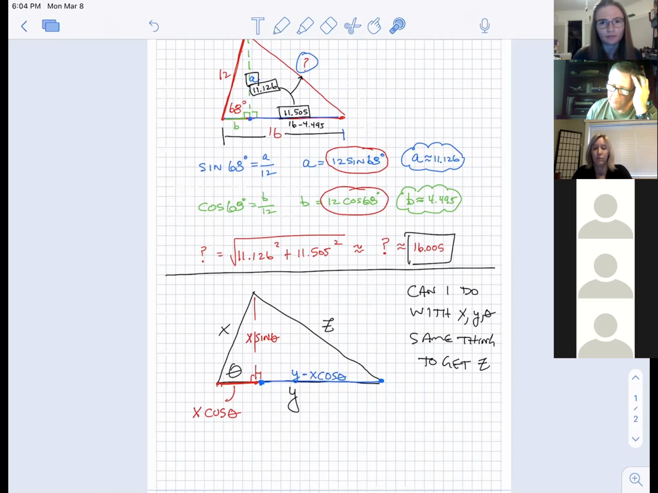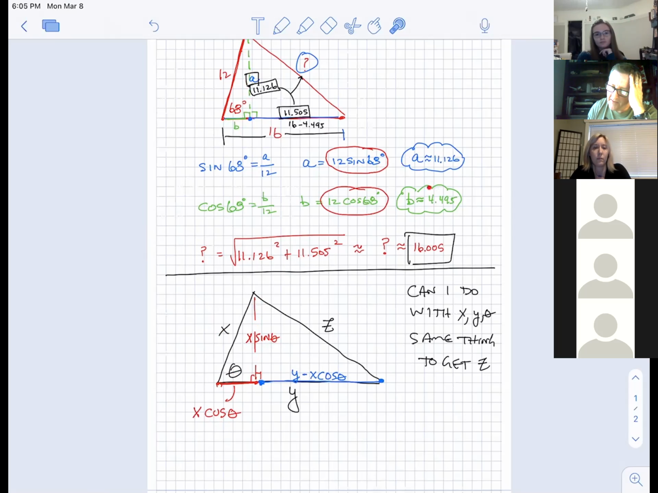So we said to find A right here, the sine of 68 would be A over 12. And then to solve for A, since it's divided by 12, I'll multiply by 12. So A is 12 times the sine of 68. That's what that length is. Well, for us, that would be not 12, but x, and the sine of what angle? Well, theta. So this 12 sine of 68 is this vertical length here. Then x times the sine of theta would be this vertical length. And similarly, this length was 12 times the cosine of 68. So for us, that would be x times the cosine of theta.